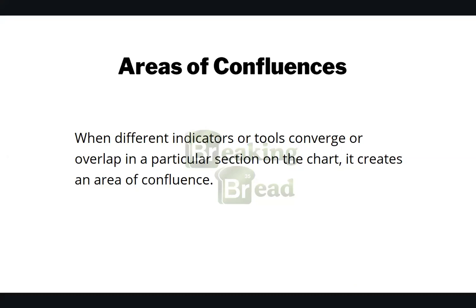All right, so areas of confluence. This is when different indicators or tools converge or overlap in a particular section on the chart, and it creates an area of confluence. Now, this confluence suggests that multiple factors are coming together at that point, potentially increasing the significance and reliability of the trading signal.